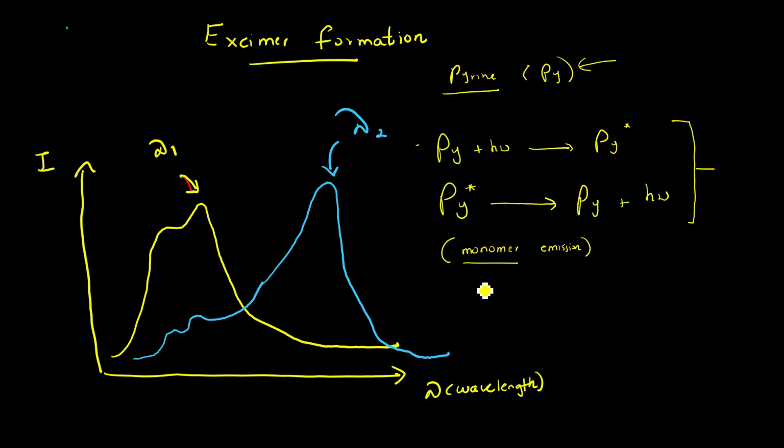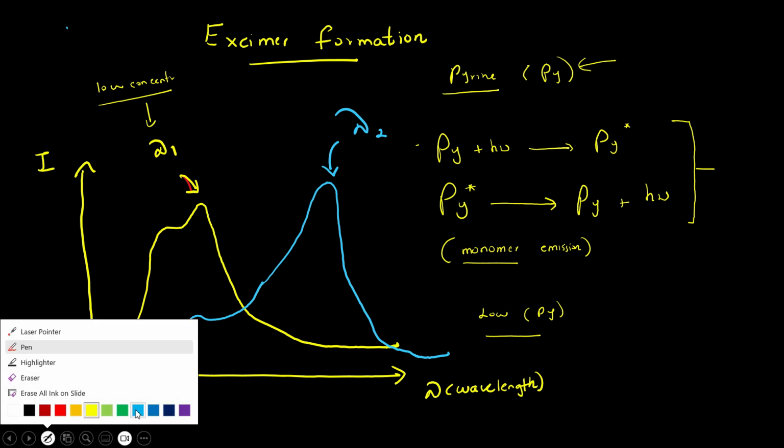So now what I'm going to do is change the pyrene concentration. I'm going to use a very low pyrene concentration and plot the emission diagram like this. This is the emission against the wavelength. I will get this yellow diagram at the low concentration, right? This lambda 1 high peak appears in the low concentration.